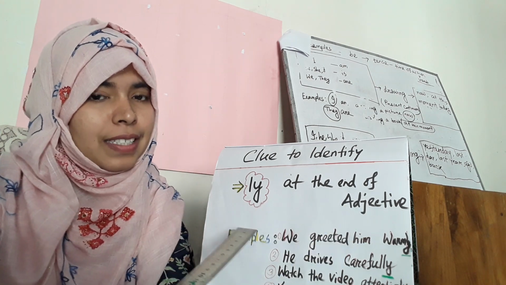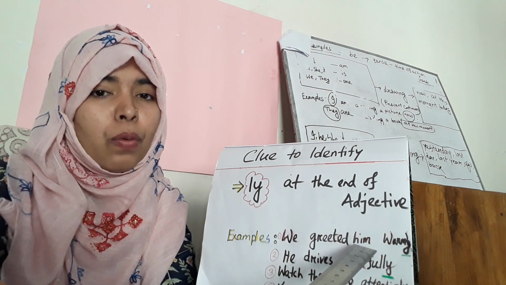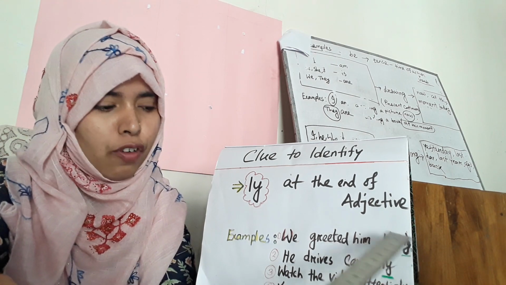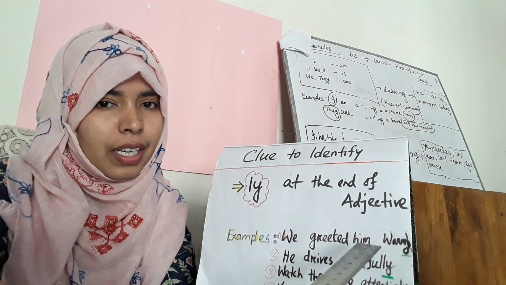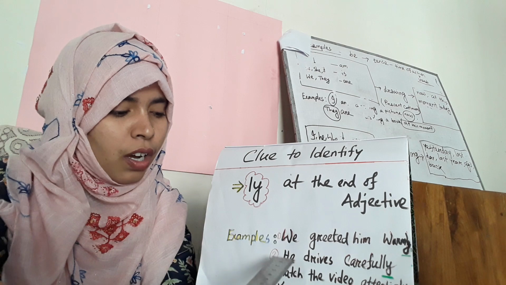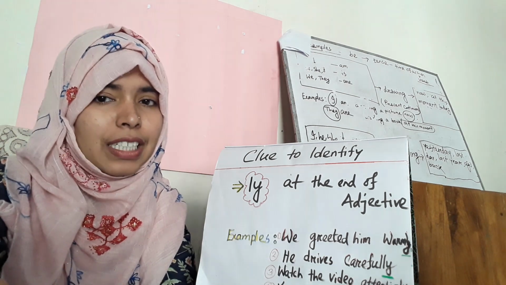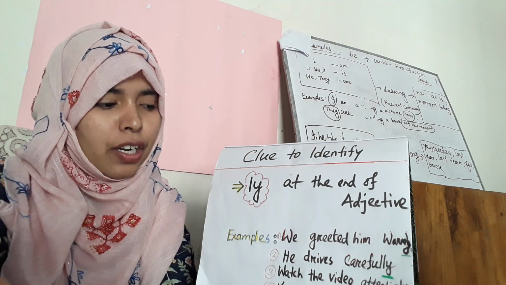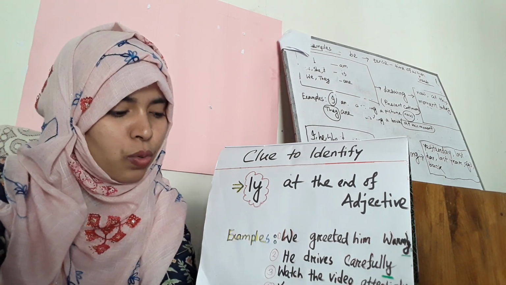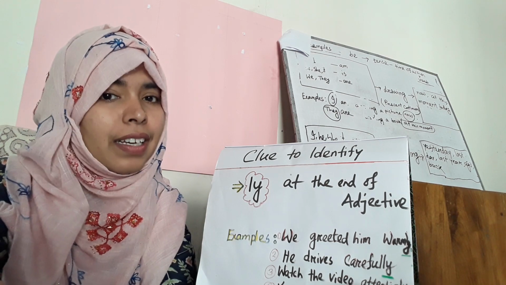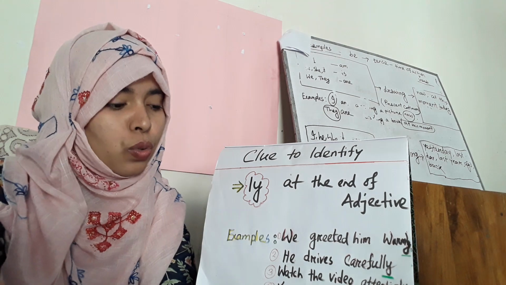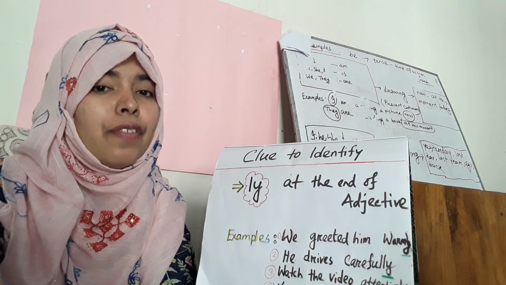So let us see some examples. We greeted him warmly. How? Warmly, at the end ly. So warmly is an adverb. He drives carefully. At the end of the word carefully we see ly. So this is an adverb of manner. Watch the video attentively. At the end of attentively you will see ly. So this is an adverb of manner. And the last one is, you must write clearly. So at the end of clearly you see ly. So this is an adverb of manner.